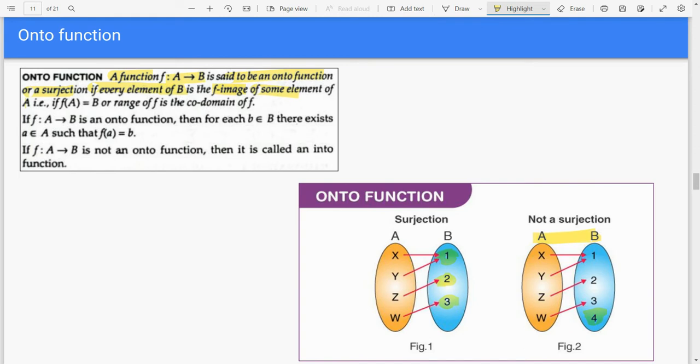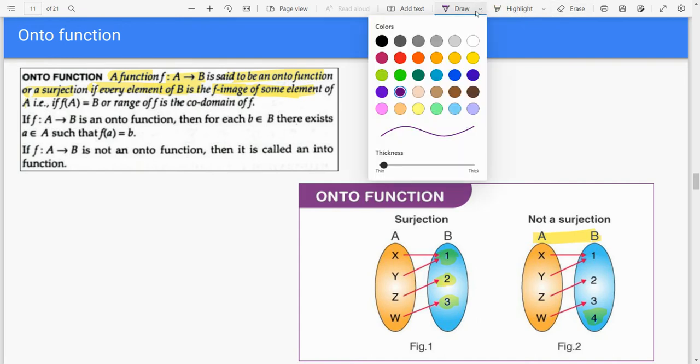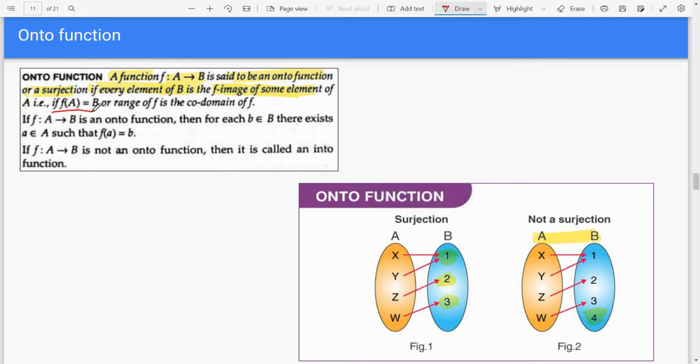That is what it is saying: every element of B, if you choose any element of B, it is going to be related with some element of A. If it's not related to some element of A, then that is not an onto function. Simple definition, simple funda. It is also explained in another way: if f(A) is equal to B, or the range of f is the codomain of f. So there is something called codomain.